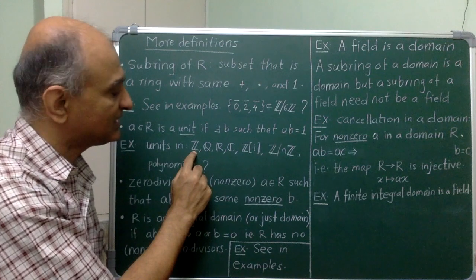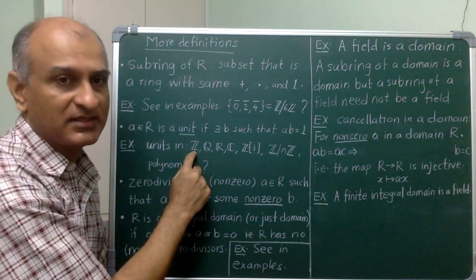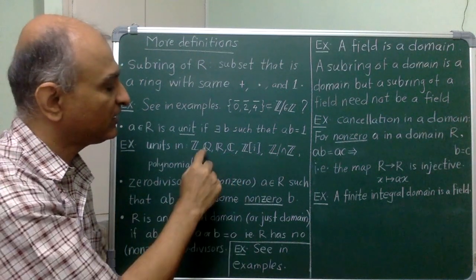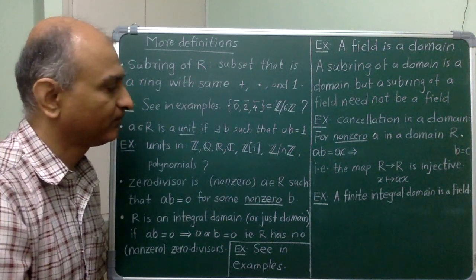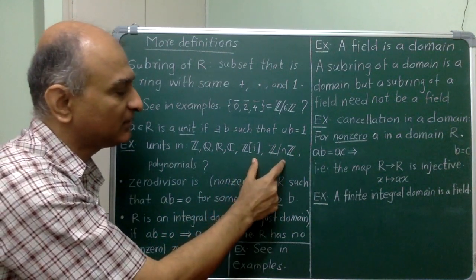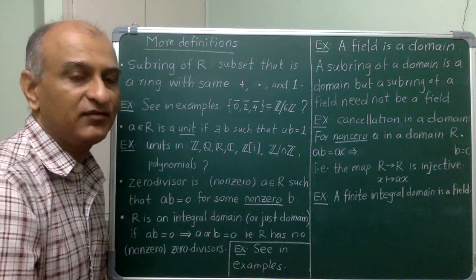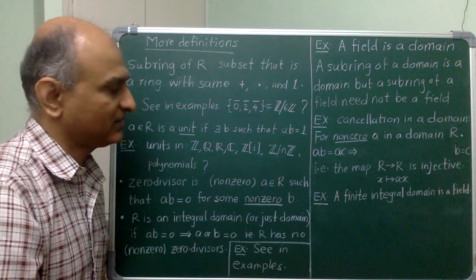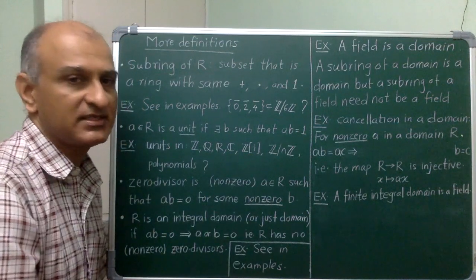So in many of these cases it is easy. The units in the ring of integers are 1 and minus 1. The next three are fields, and so therefore here every non-zero element has an inverse and therefore is a unit. The next two examples are a little more interesting. In the ring of Gaussian integers, there are exactly 4 units, 1, minus 1, i and minus i. So you can easily see that all of these have inverses.